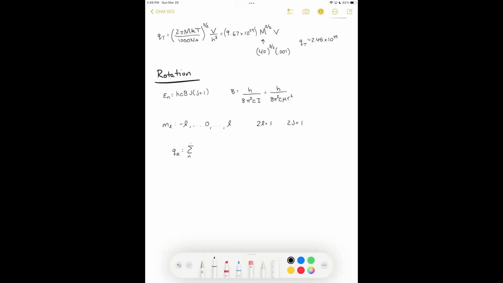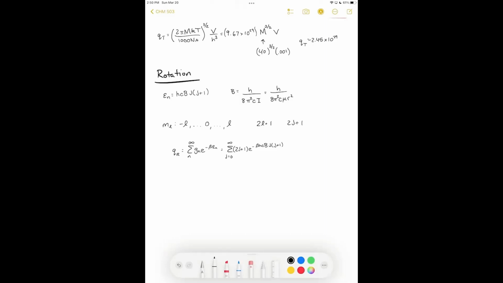The partition function that we wrote before was always equal to the sum from n to infinity of e to the minus beta epsilon n. We left out the degeneracy term because it wasn't applicable for translation. Here we'll need it. So it's g_n, the degeneracy of level n, times e raised to the negative beta times the energy of level n. We can plug this in as follows. So we can say that the partition function for rotation is equal to the sum from J equals 0 to infinity of the degeneracy 2J plus 1 times e raised to the minus beta HCB times J(J plus 1).